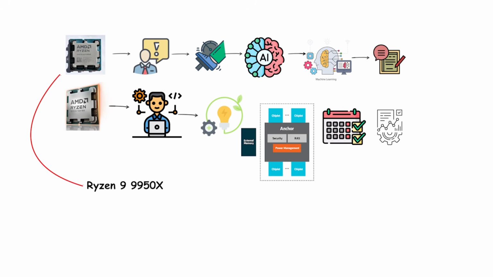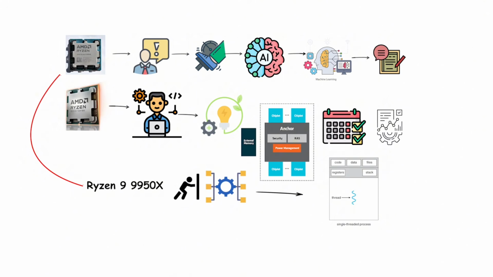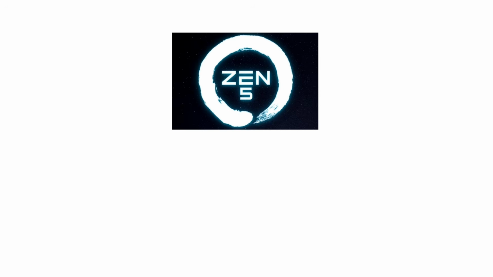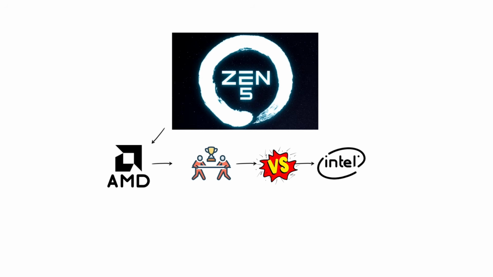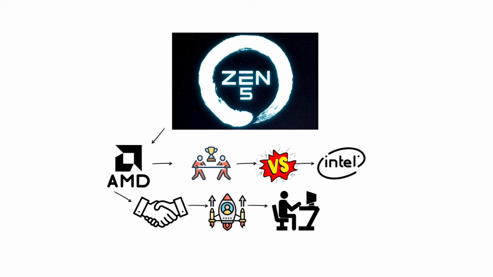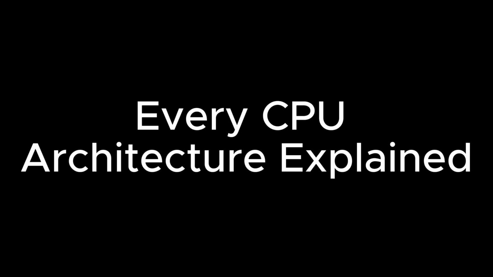Early models such as the Ryzen 9 9950X pushed multi-core performance even further while maintaining strong single-threaded efficiency for gaming. With Zen 5, AMD strengthened its competitive position against Intel's latest architectures and signaled a long-term commitment to advancing both consumer and professional computing.